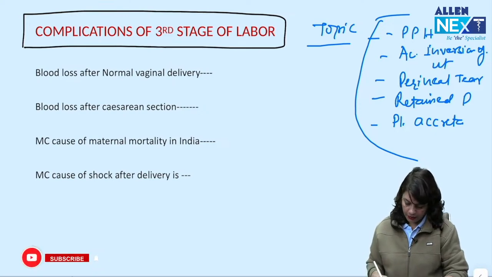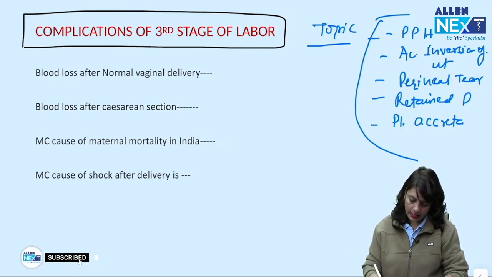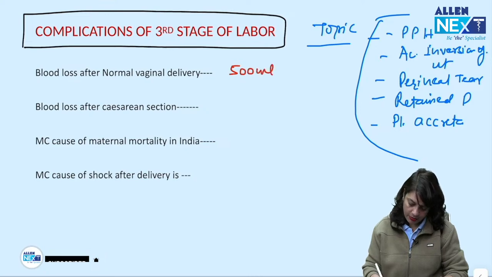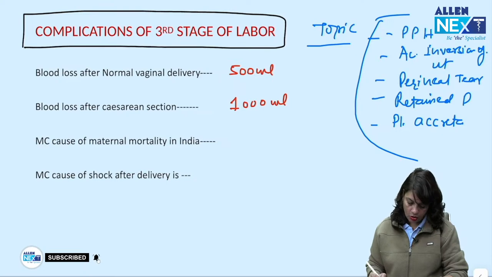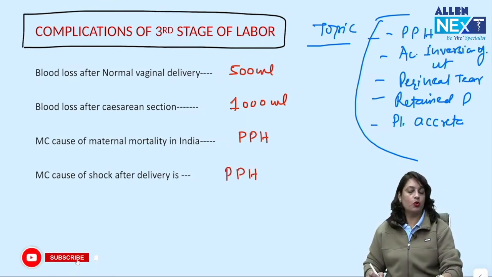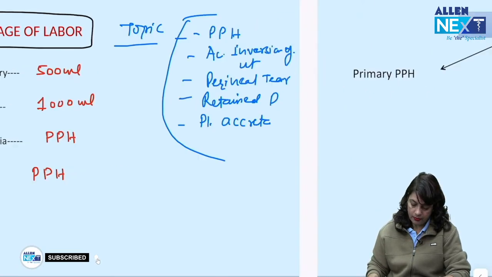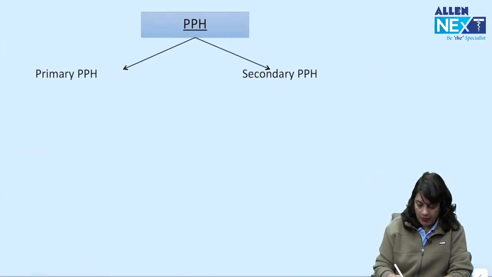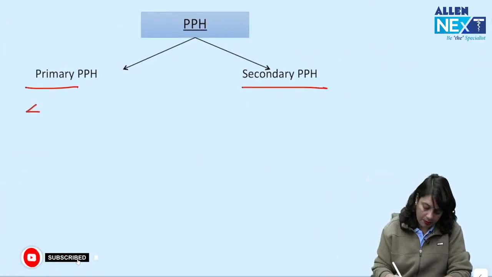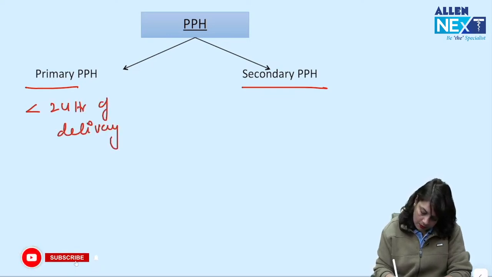So blood loss after a normal vaginal delivery is 500 ml, after a cesarean 1000 ml. Most common cause of maternal mortality in India, postpartum hemorrhage. Most common cause of shock after delivery is postpartum hemorrhage. Postpartum hemorrhage can be primary or secondary. Primary means within 24 hours of delivery.